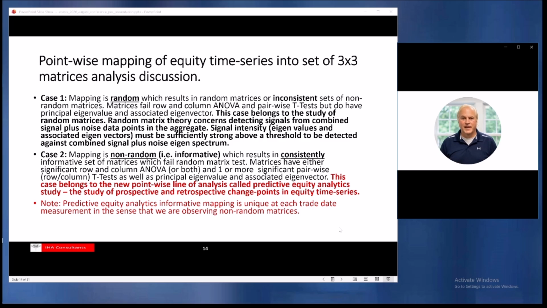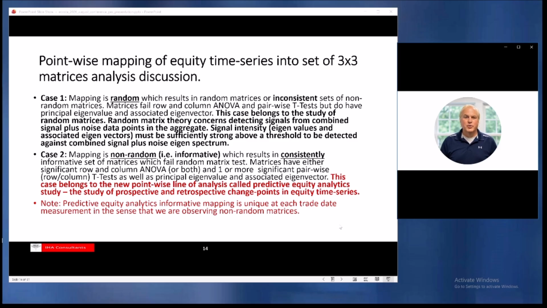Note: in AI-enabled predictive equity analytics, informative mapping is unique at each trade date measurement, in the sense that we are dealing with non-random matrices. If the data points are rearranged to a sequence other than the originally observed sequence of data points, the result is either a different informative mapping or complete loss of informative mapping. For example, replaying the observed time series in reverse changes the original informative mapping or destroys it entirely. For an equity time series that has a priori no signals, then logically any ordering is allowed.